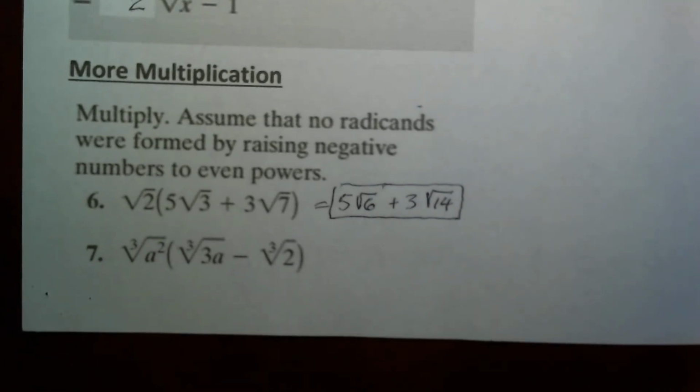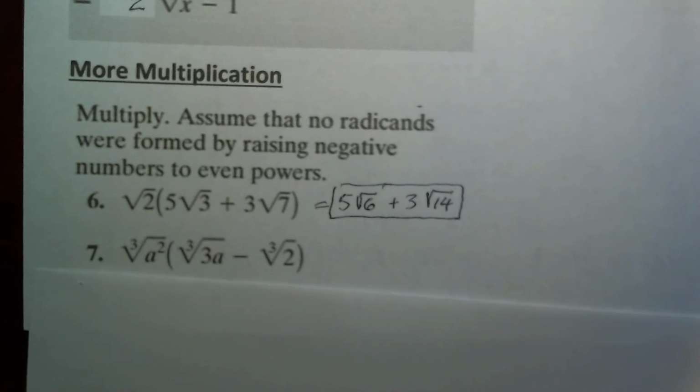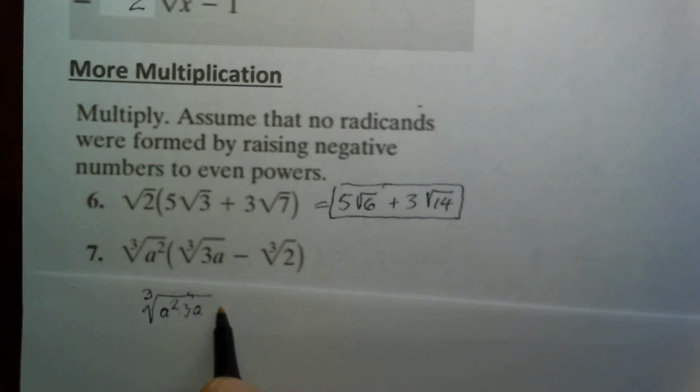And the next exercise is quite similar to the one we just did. Again, we use the distributive property. So the third root of a squared times the third root of 3a is going to be the third root of a squared times 3a, minus the third root of a squared times the third root of 2. So there would be the third root of a squared, or 2 times a squared.